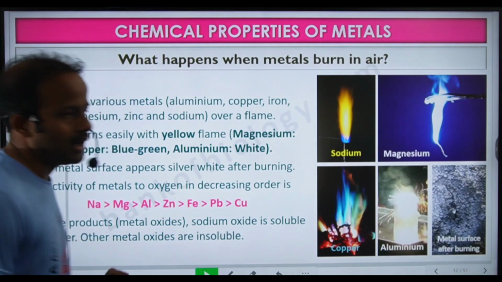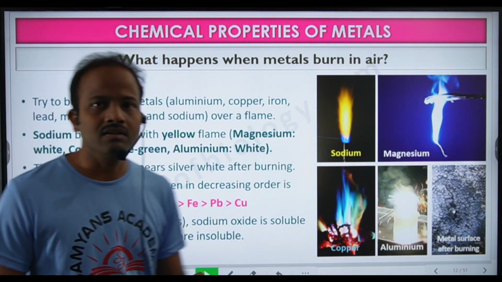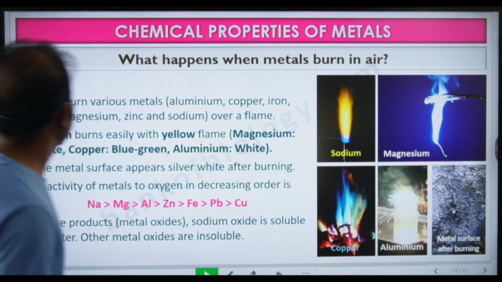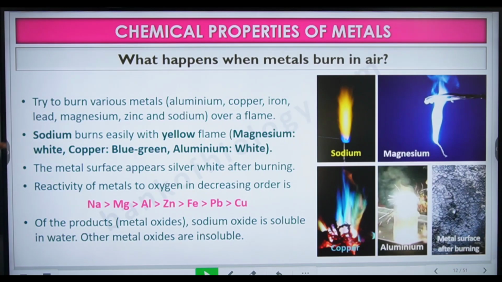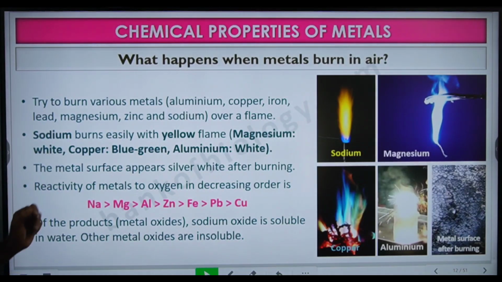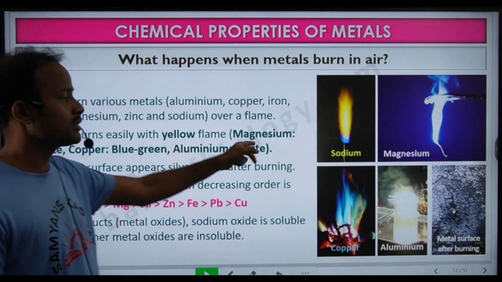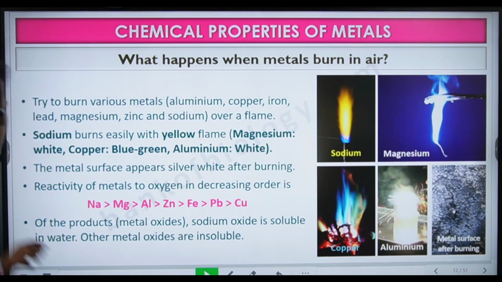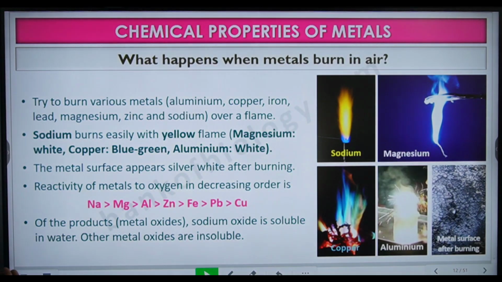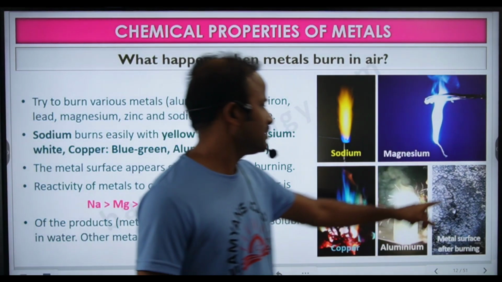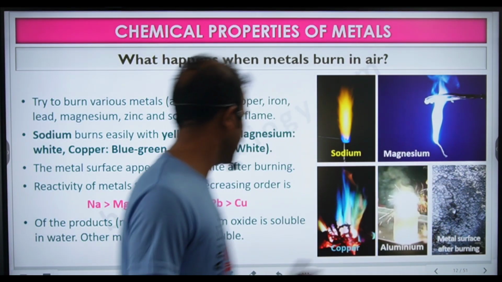So when you burn any metal, it shows its characteristic color, okay? And that is what we call a flame test. Try to burn various metals like aluminum, copper, iron, lead, magnesium, zinc and sodium over a flame. Sodium burns easily with a yellow flame, that golden yellow color we can observe. Magnesium gives a white color, copper gives a blue-green color, and aluminum also gives a white color, right? And the metal surface appears silver white after burning. Now after burning, what will happen? The silver surface we can observe here, right?